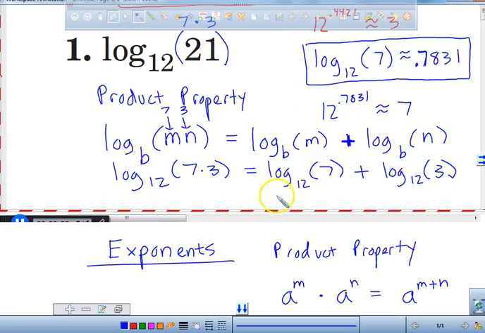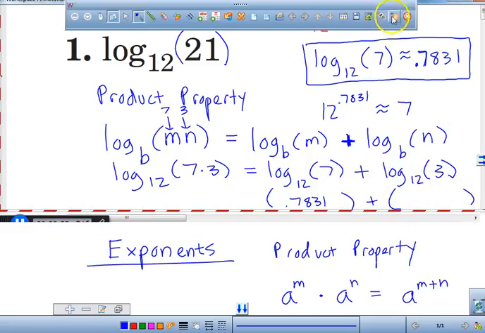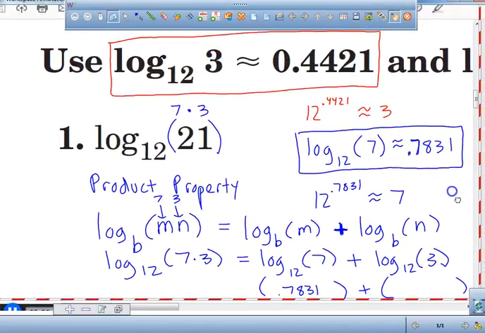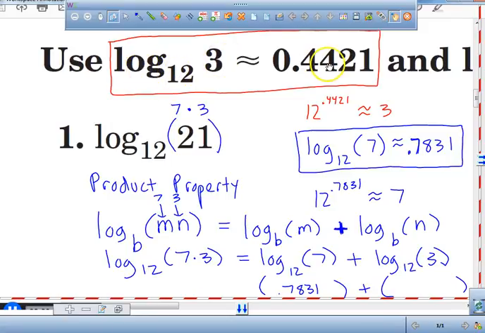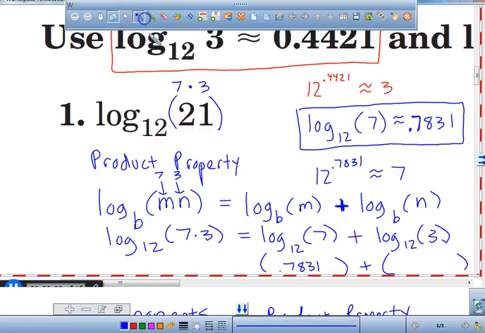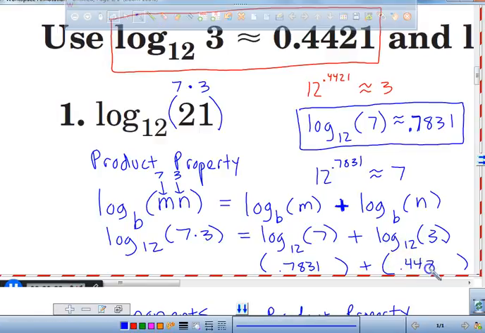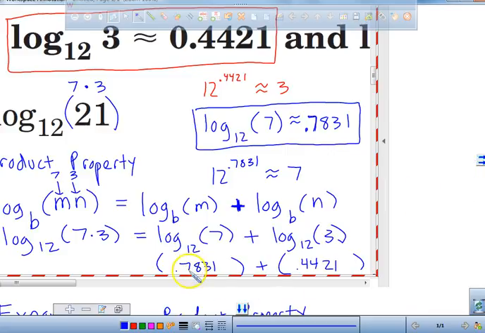Now, do we have the approximate value for log 12 of 7? It's point what? 783. Do we have the approximate value for log base 12 of 3? Scrolling up, 0.4421, right? So, everybody, our final answer to this particular problem will be the sum of this number plus this number. When you add those two together, you get 1.2252.